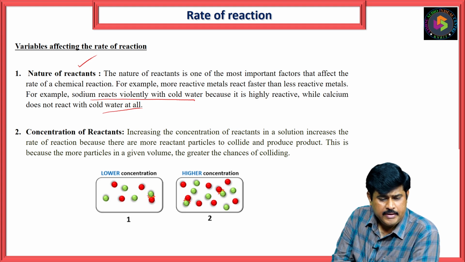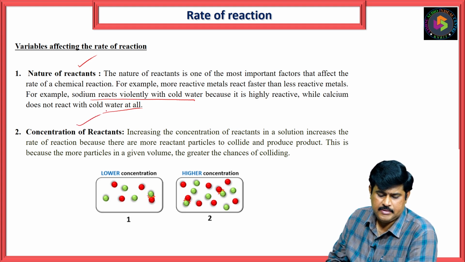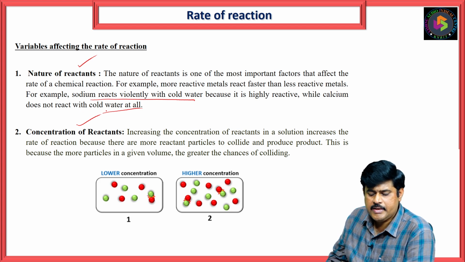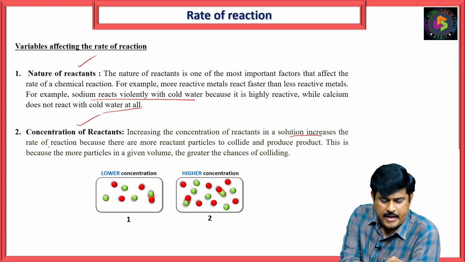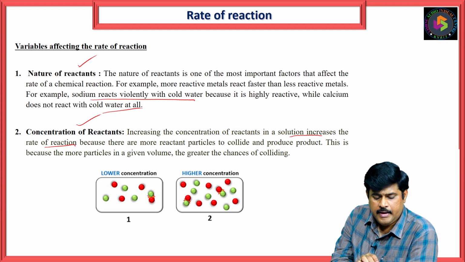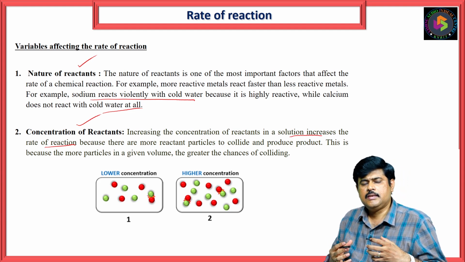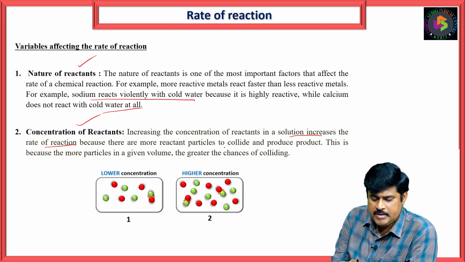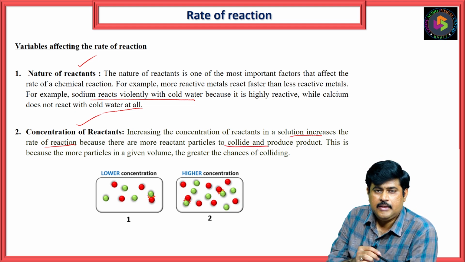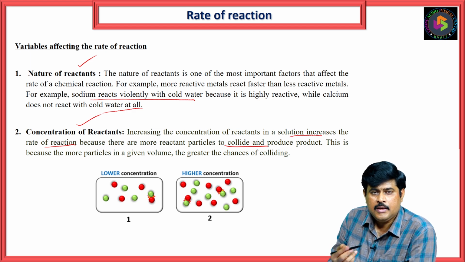The second important variable or factor is the concentration of reactants. If you increase the concentration of reactants, what will happen? It increases the rate of a reaction. Why? Because with the increase of the concentration, more molecules will be there in the given volume. That means the collision chances are increasing. When the collision chances are increasing, more product is forming. That means the rate of reaction is increasing.